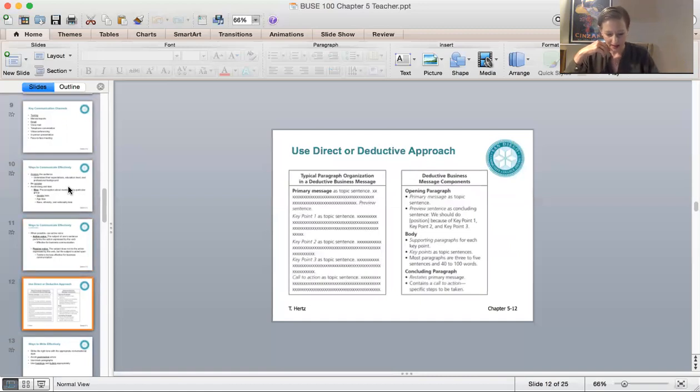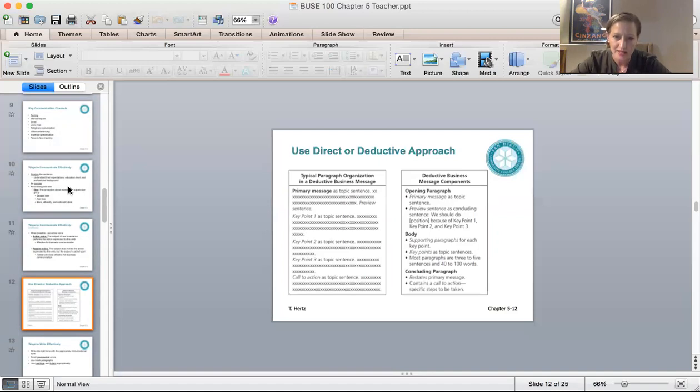You want to strike the right tone. You want to use the direct or deductive approach anytime you're writing. We talked about this, I gave you some directions on this in your class, isn't that correct? I hope I did. I told you always use the deductive approach. That means you start with the primary message as your topic sentence, and then you give support for it, right? You give support for it.